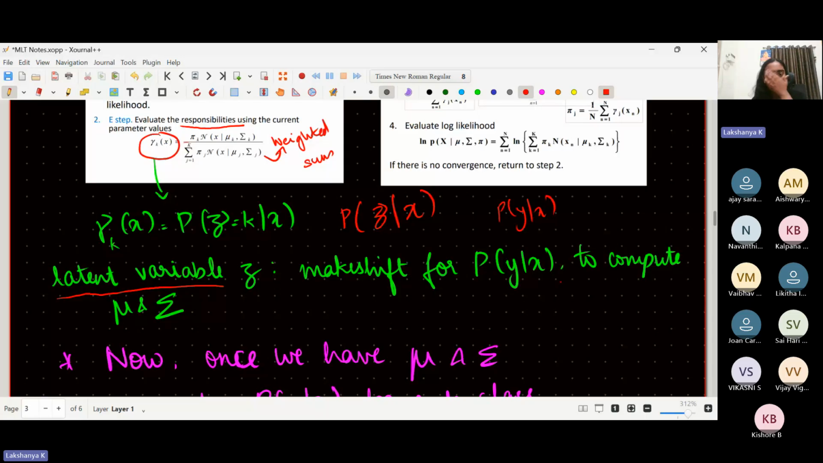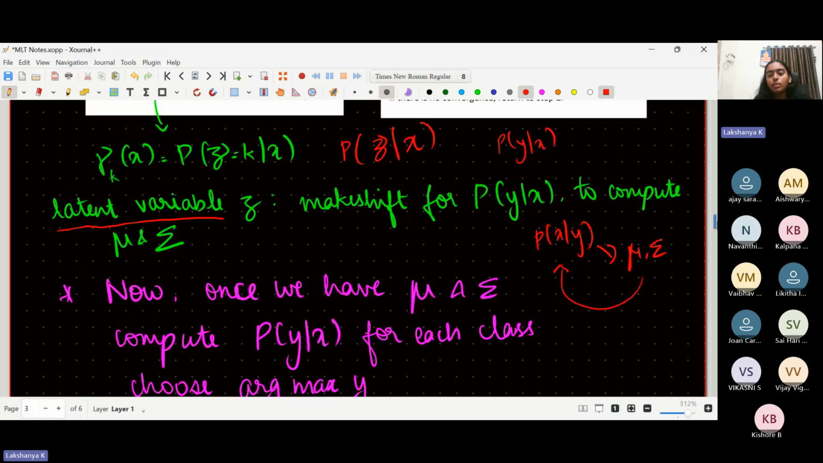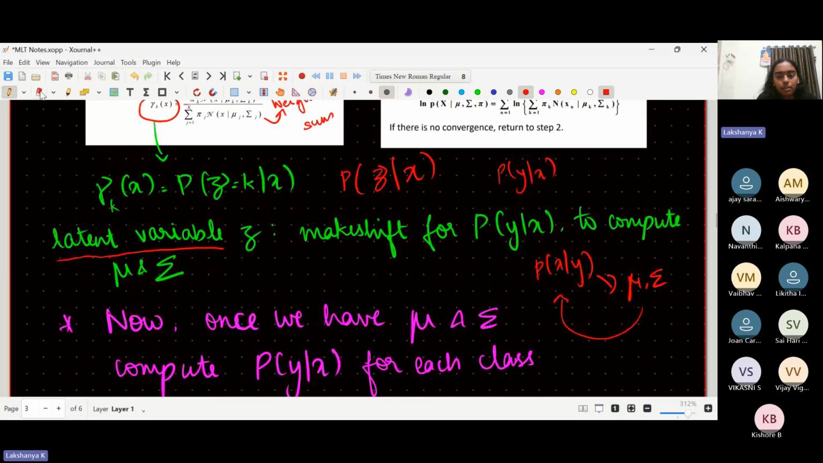Now, let me remind you of why we came to EM in the first place. I want P of x given y. For that, I want mu and sigma. And for mu and sigma, in turn, again, I want P of x given y, right? So, sorry, this must be P of x given. So it was a deadlock situation.